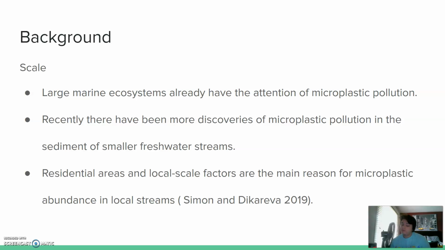In more recent discoveries, we have seen microplastic pollution within the sediment of some smaller freshwater streams. When I was looking into it, I was trying to see what the reasoning could be for microplastics to be there. We could see that in residential areas, there are some local factors that are the main reason why these microplastics are becoming abundant in these local streams.